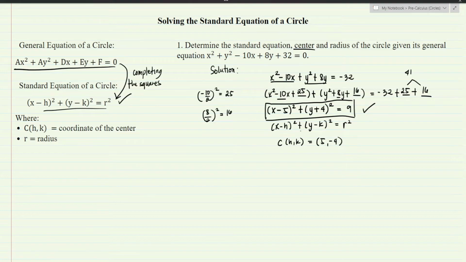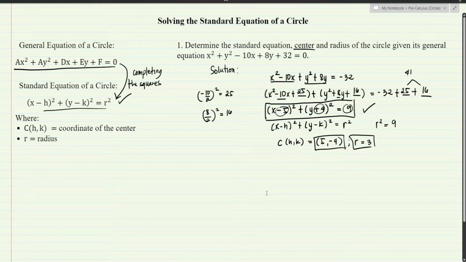What I just did here is flip the sign of negative 5 and 4. So h, k would be 5, negative 4. As for our radius, we will just equate r squared here and 9. So therefore, our radius here would be equal to 3. So this is now our center and our radius.